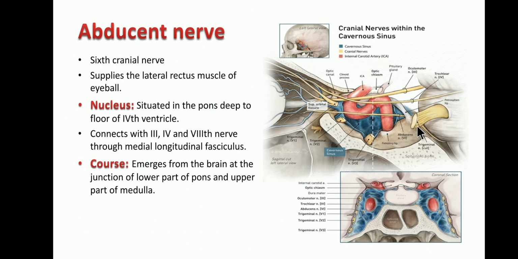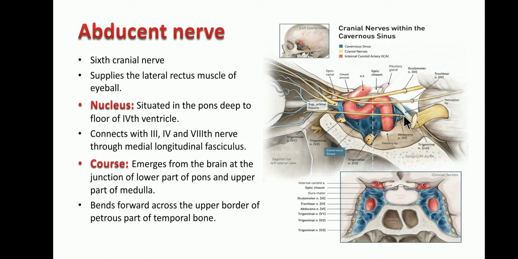So one bend here, and another one. So it actually bends 3 times. Okay, so it bends forward across the upper border of the petrous part below the petrosphenoid ligament. Then you can see within the substance of the cavernous sinus, the nerve will be inferolateral to the internal carotid artery. Okay, so that is the course of the abducent nerve.